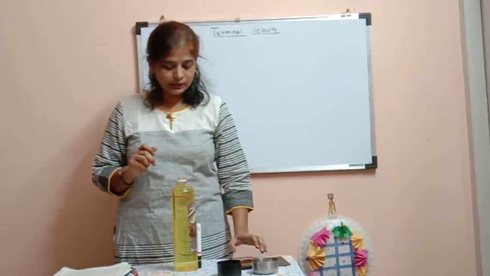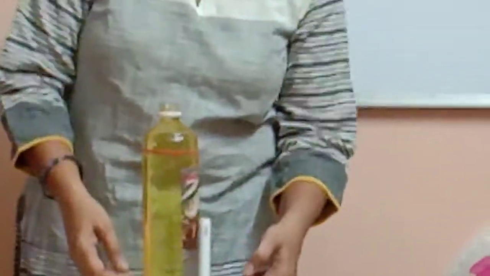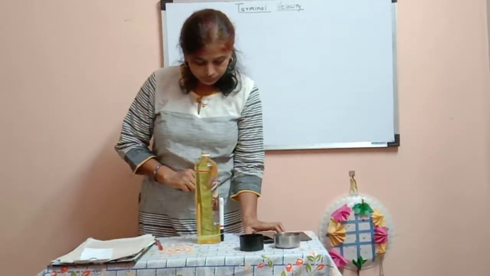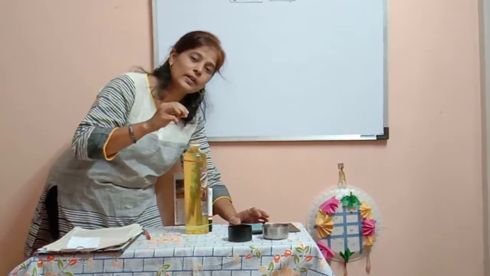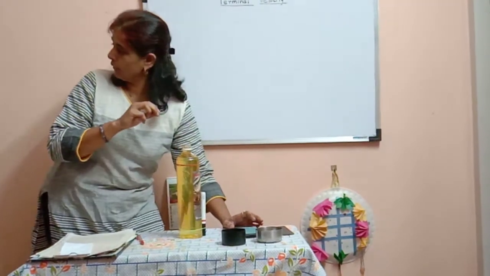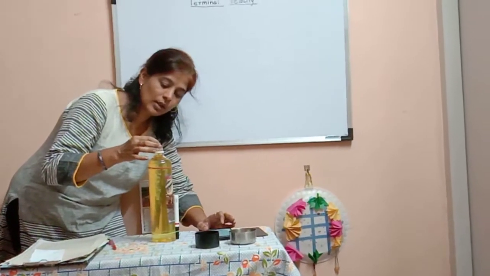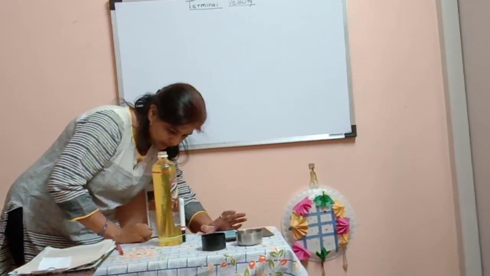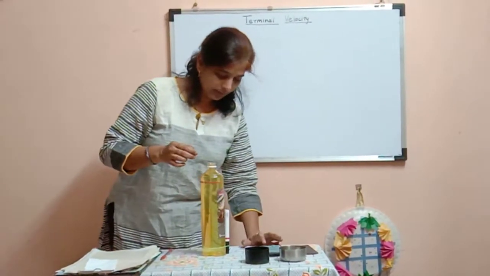I have marked two positions, and when the ball passes through these two markings, I will measure the time for its fall. So now I will release the ball, and when it crosses the first marking, I will start the timer. When it crosses the second marking, I will stop it. So I am releasing the ball. And I will note down the time it takes for its travel through the liquid.